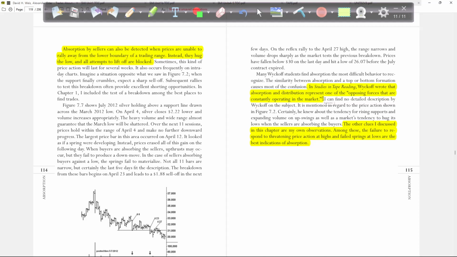Certainly, he knew about the tendency for rising supports and expanding volume on upswings, as well as the market's tendency to hug its low when the sellers are absorbing the buyers.